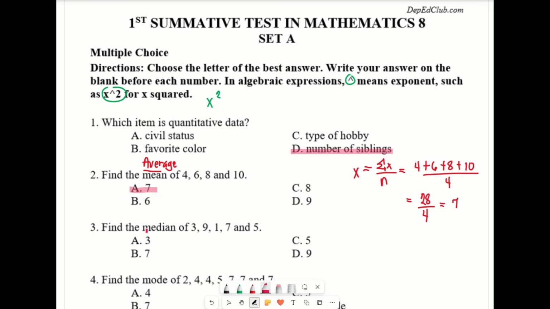Okay, next, when you say median naman po, median is middle value. Okay, so middle value, you have to arrange your numbers either increasing or decreasing order po. So we have 1, 3, 5. Okay, we got 1, 3, 5. We got 7, and 9. Okay, so middle value natin will be 5, yung nasa gitna.